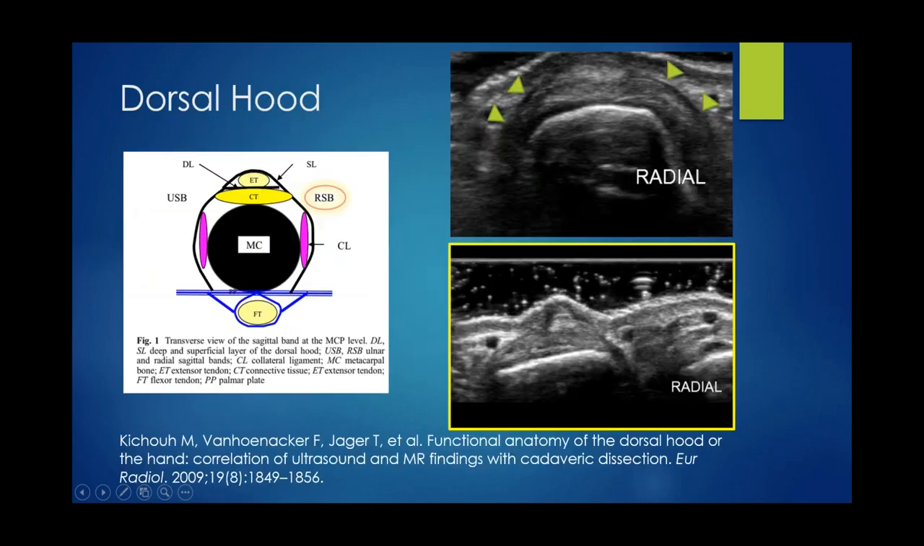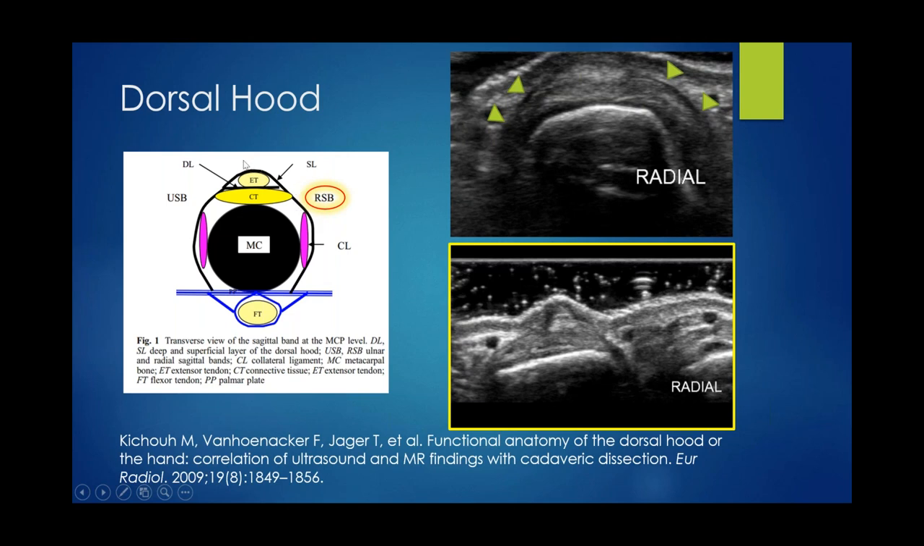Here is a little bit more information on our dorsal hood injury. As you can see from this diagram on the left, this is the essential construct of this region. Dorsal would be on the top of the image, volar would be on the bottom. The ET stands for the extensor tendon, CT is connective tissue. This dark line here is the extensor hood. It has an ulnar sagittal band and a radial sagittal band. And as you see, it pretty much goes all the way down around to the volar side, connecting into the palmar plate on the volar side of the joint.